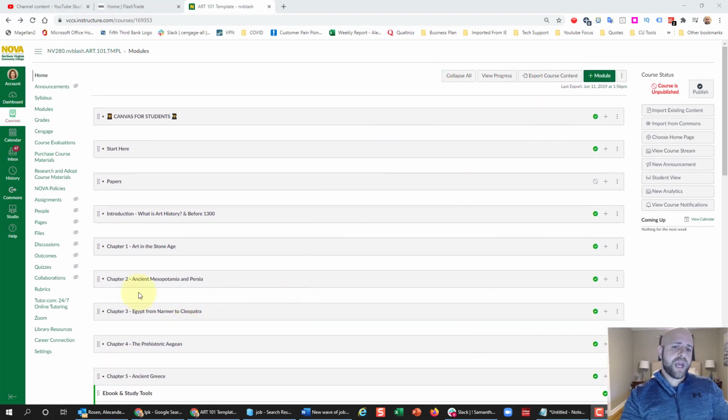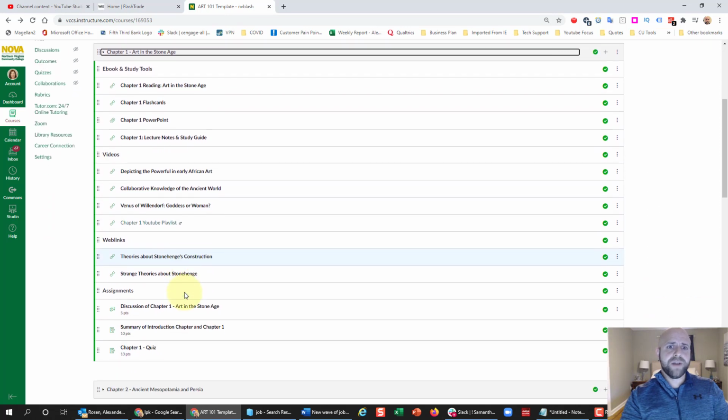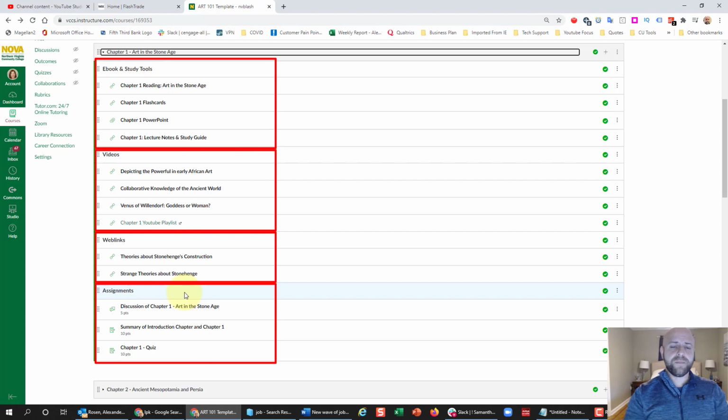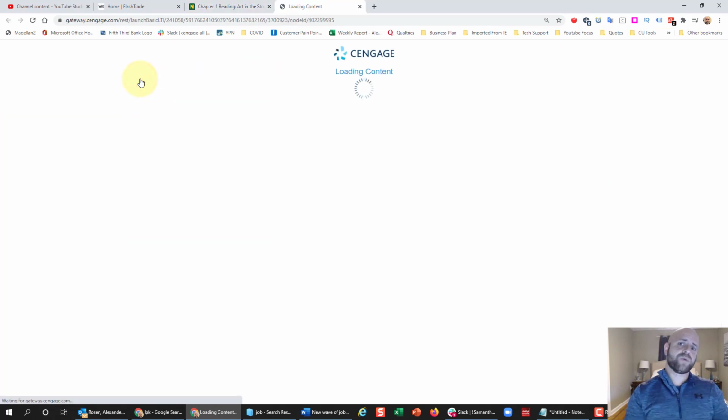Now, within those chapter modules, I suggested that we subdivide them into a variety of different tools that are contained within, having headers and then indented in items that pertain to that given designation. So ebook and study tools, we have a direct link to the ebook where we click on it and it takes us right in for the students to do the reading.